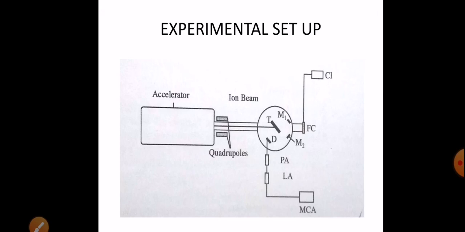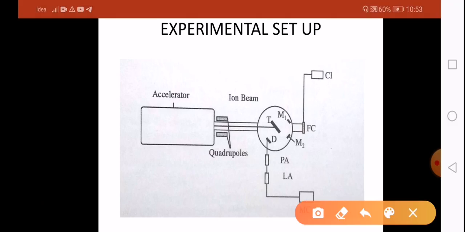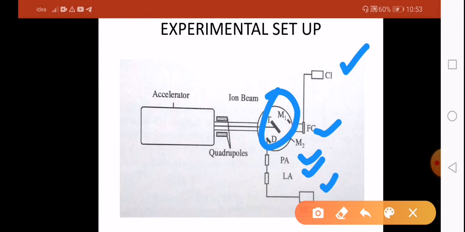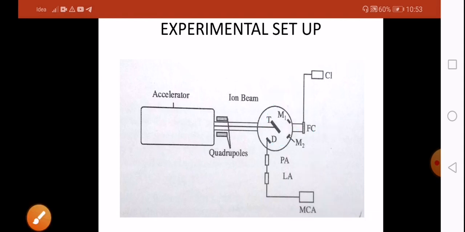An accelerator will be there, then magnetic quadrupoles, and the ion beam will be falling on a target. Then magnetic deflectors will be there, then a Faraday cup, and from the Faraday cup there will be a charge integrator. The output of the detectors will be connected to a pre-amplifier, a linear amplifier and a main amplifier. Then it is fed to a multi-channel analyzer. From the output of the multi-channel analyzer, the data will be analyzed using a personal computer. That is the general experimental setup.